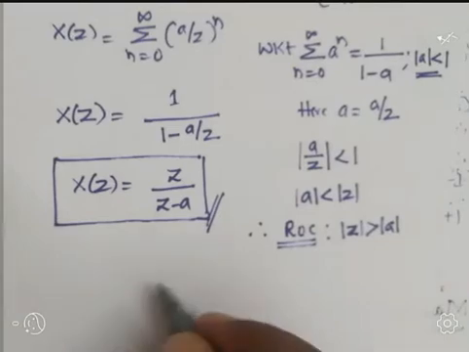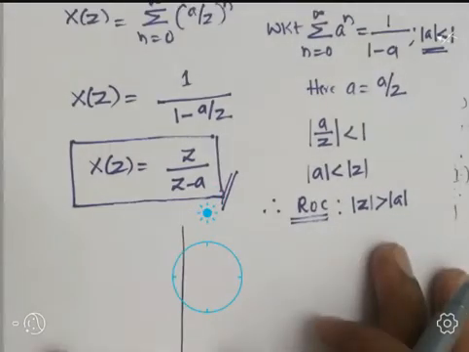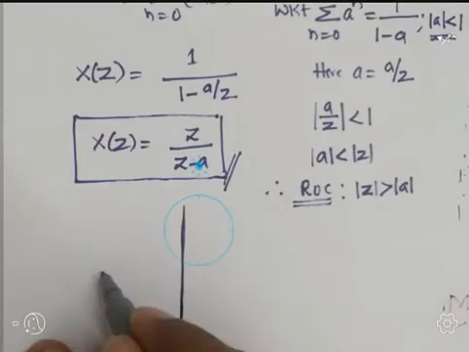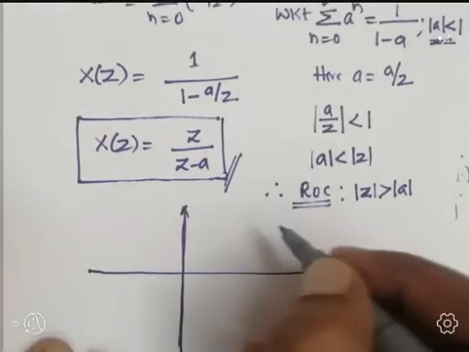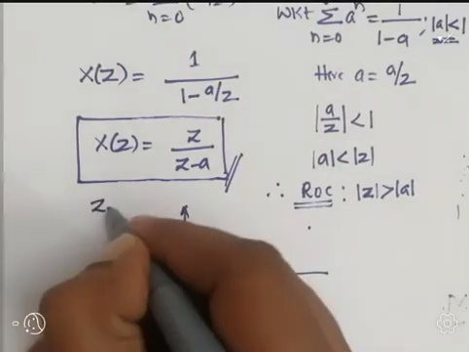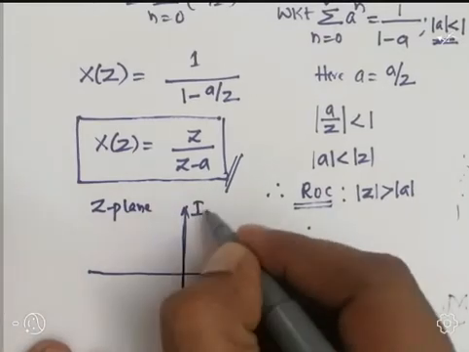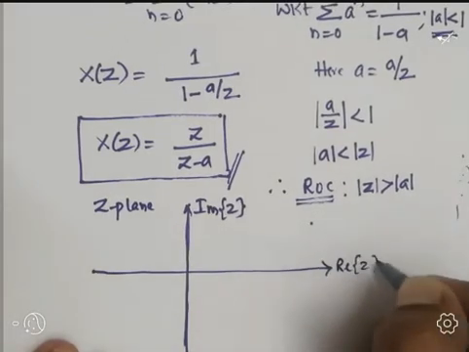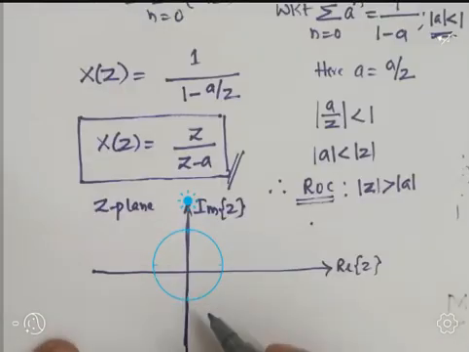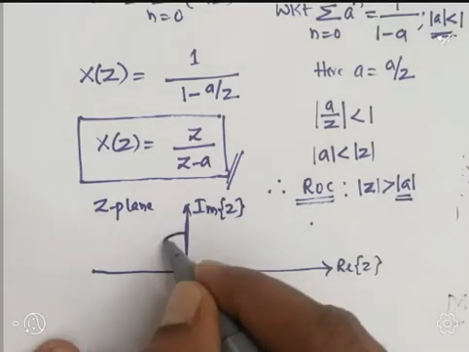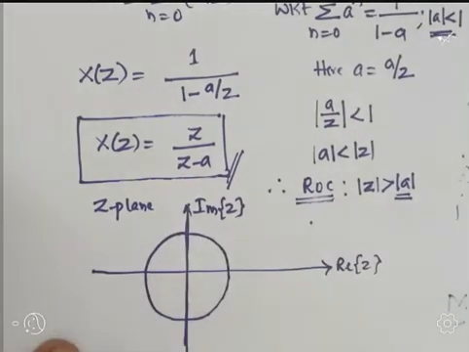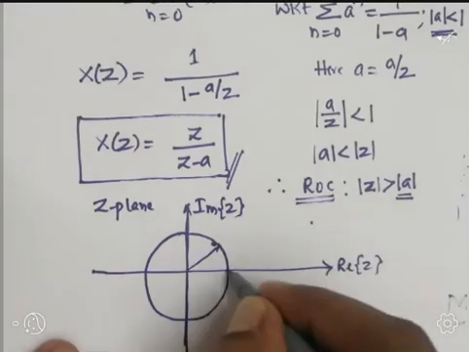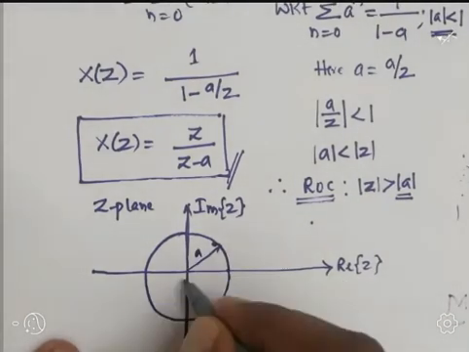So how to sketch this one? Here I am going to sketch the ROC on the z plane. This is the z plane. This is the imaginary part of z, and this is the real part of the z plane. Now I am going to sketch the circle of radius a. So this is the circle, radius is a.